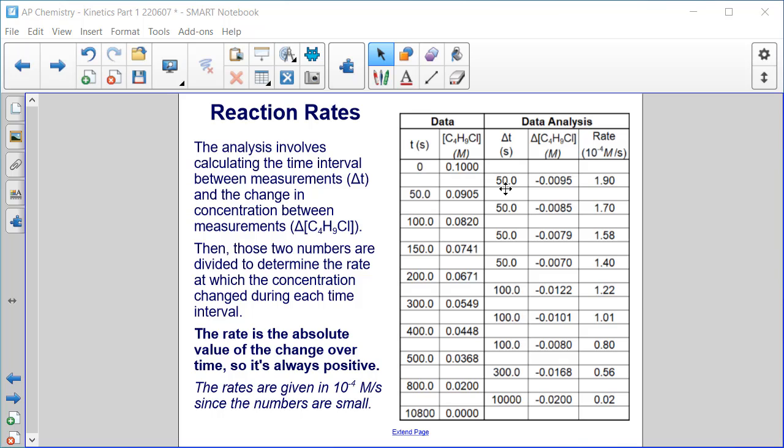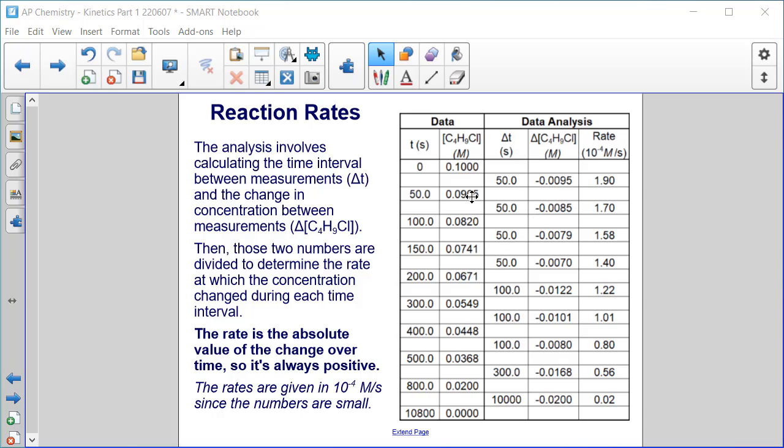In every case, we can do that. 100 minus 50 is 50. 150 minus 100 is 50. 200 minus 150 is 50. 300 minus 200 is 100, and this continues. We can find the delta T. Now, we also have to find the delta concentration, the change in concentration.